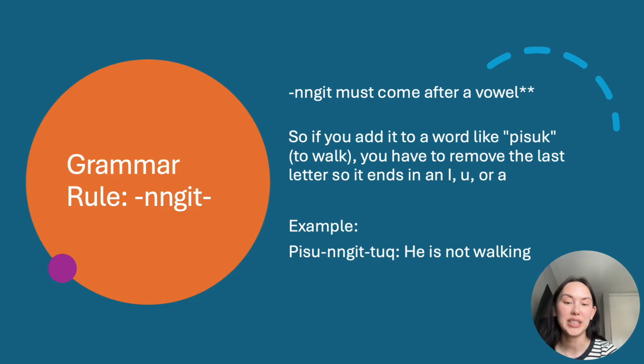So bisungittuuq is he is not walking. It could also be she is not walking. It's really just based on context, so you know who you're talking about.